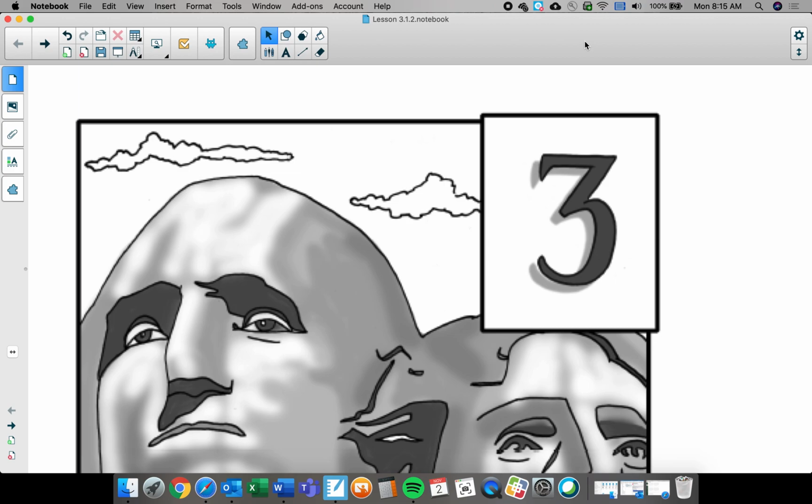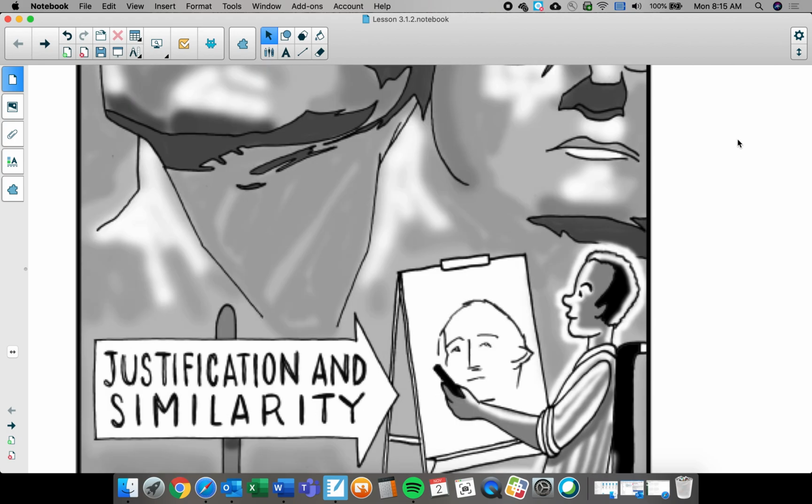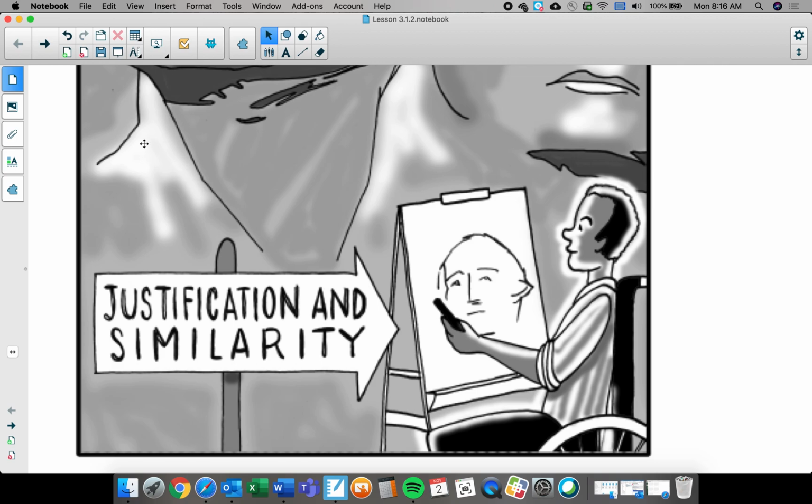And welcome to Chapter 3, which you can take a look here. Chapter 3 is going to be about justification and similarity. We're going to be looking at similar shapes in this case and being able to justify. We're going to more specifically talk about being able to back up your reasoning with mathematical proof. Okay, so we are going to get into that.